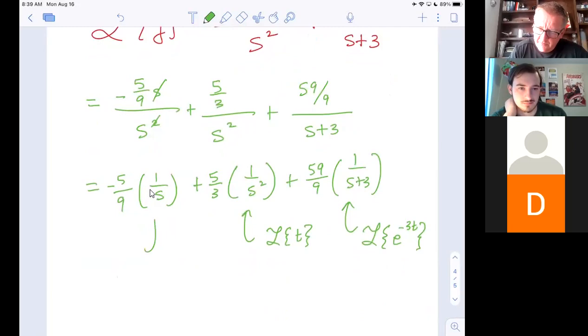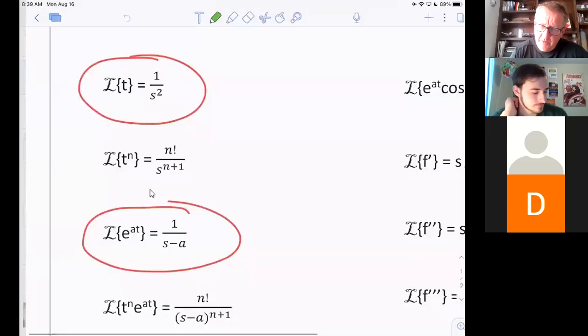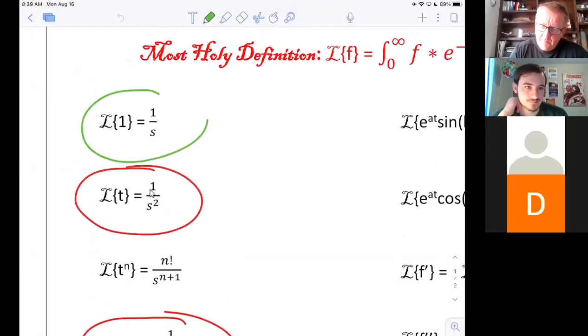So the question is, was that one a Laplace transform? Was that one of the ones we Laplace made? Laplace transform of 1. Yeah, that was the Laplace transform of 1.